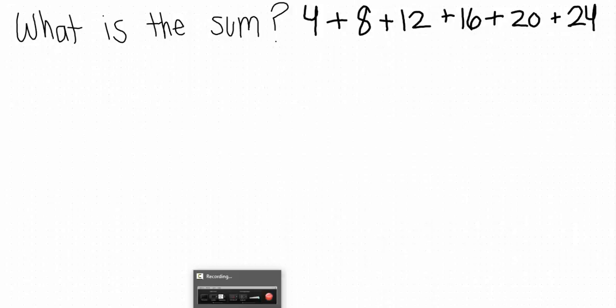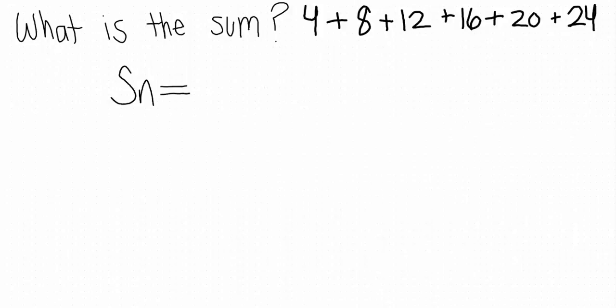So we're going to plug in the numbers. So the sum is going to equal the number of terms, which is 6, times the first term, which is 4, plus the last term, which is 24, divided by 2.